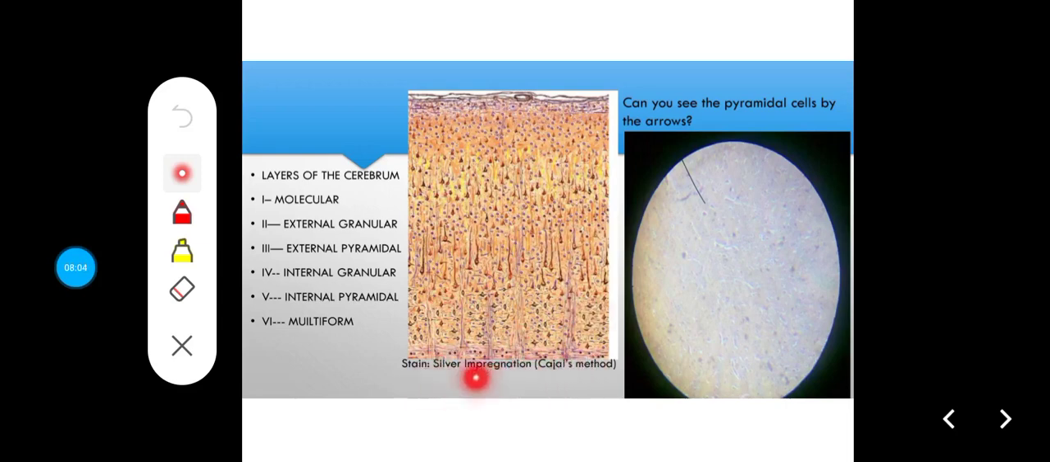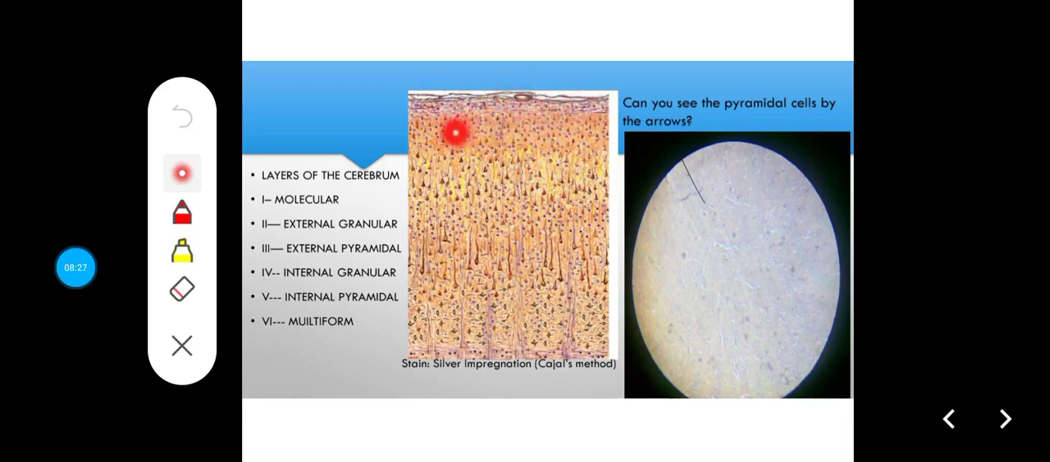So the staining here is silver impregnation or the Cajal method. Now let's list the layers of the cerebrum. The outermost layer, just deep to the pia mater, is the molecular layer. So this is the molecular layer.